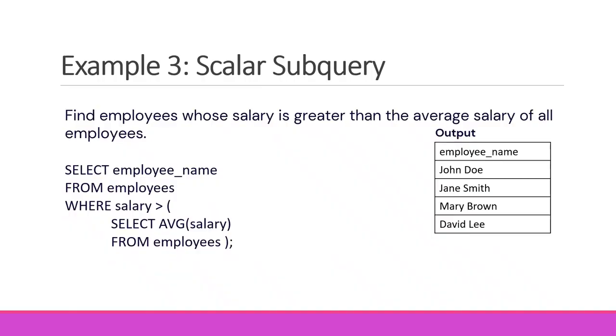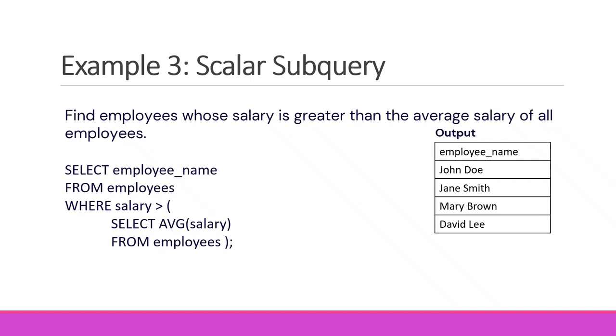Let's see the last one, scalar subquery. Here we are going to find the employees whose salary is greater than the average salary of all employees. The query is: select employee name from employees where salary greater than (select average salary from employees).